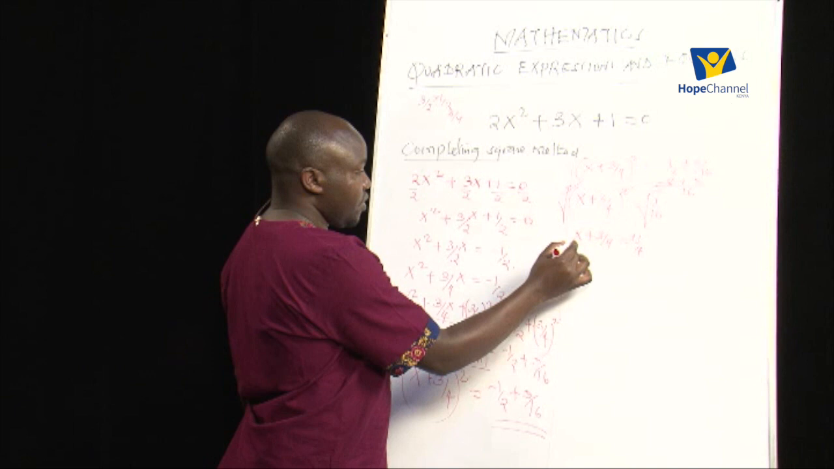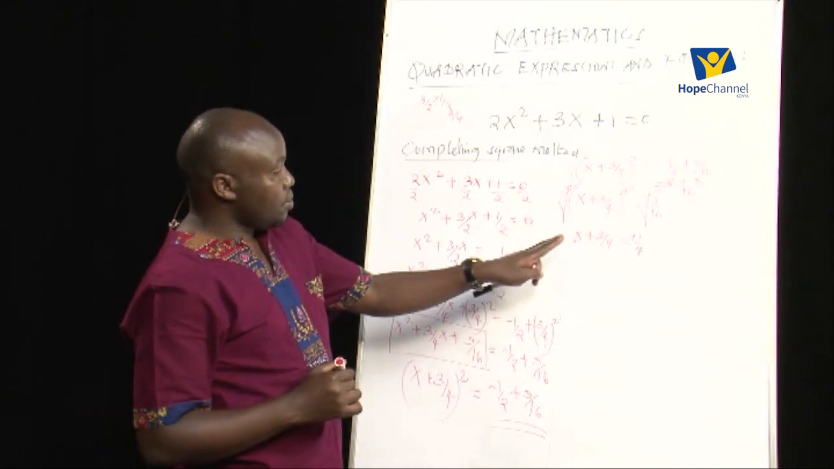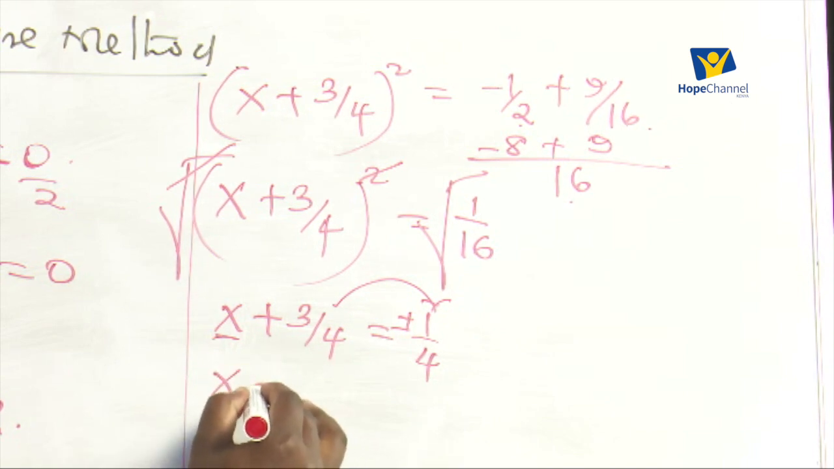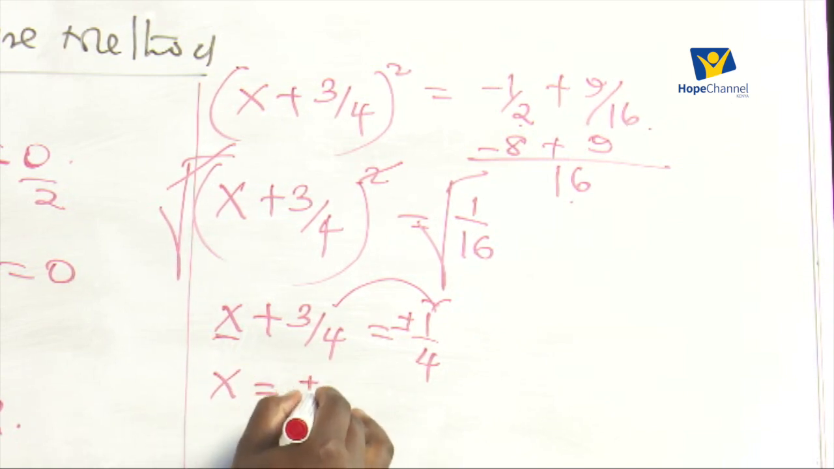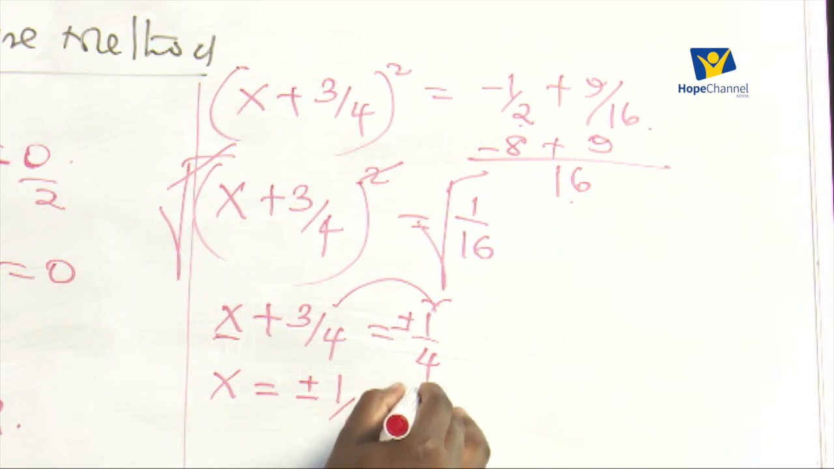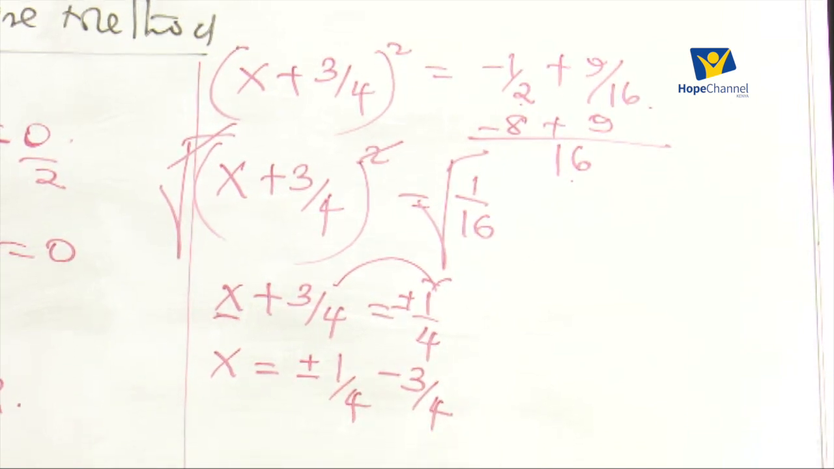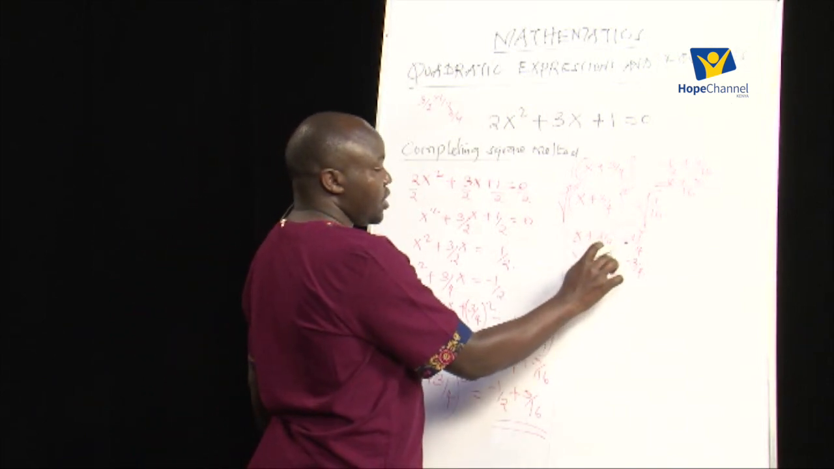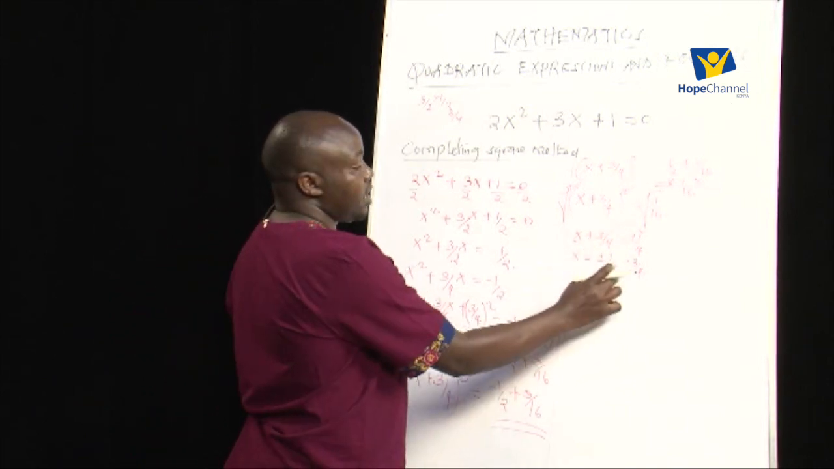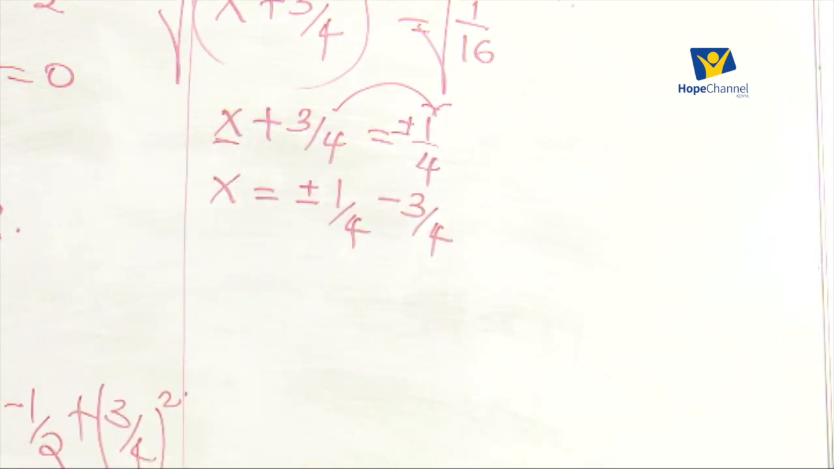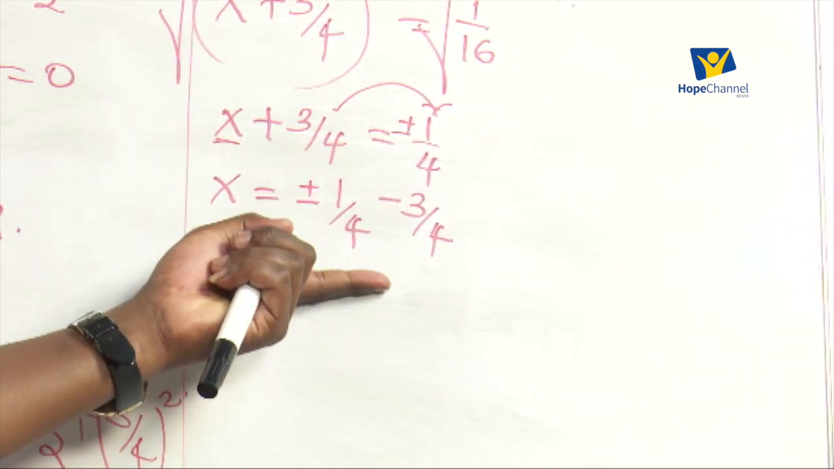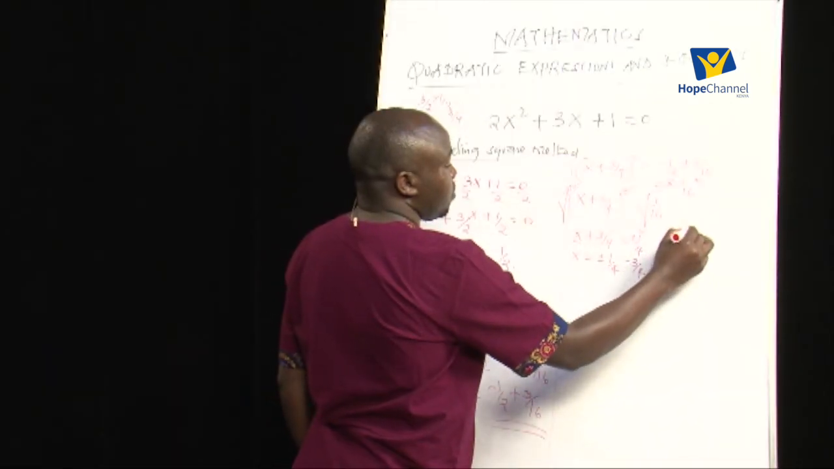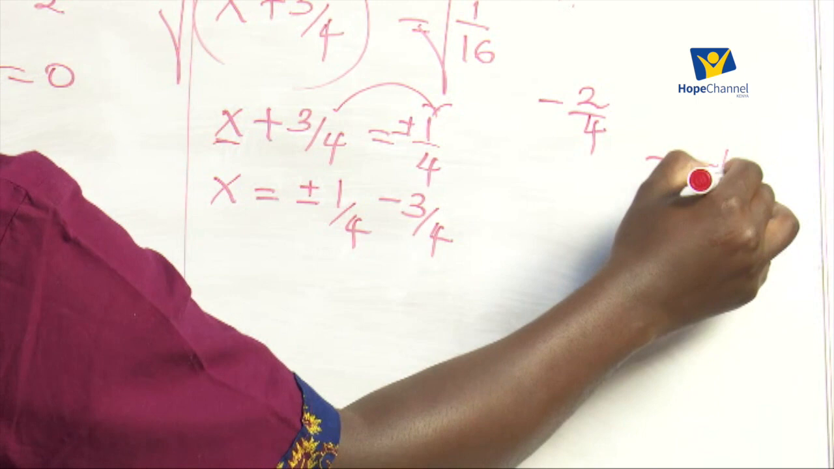Now remember, you are solving for the unknown, which is x. So we want to remain with x here. So we take everything to the other side of the equal sign. So x is the same as negative or positive a quarter minus 3 over 4. Correct. Alright. Now let's solve for it. When we have positive 1 over 4 minus 3 over 4, the LCM is the same, so we can just work with the numerator and retain the LCM. So what is positive 1 minus 3? That is negative 2 over 4, giving us negative a half.